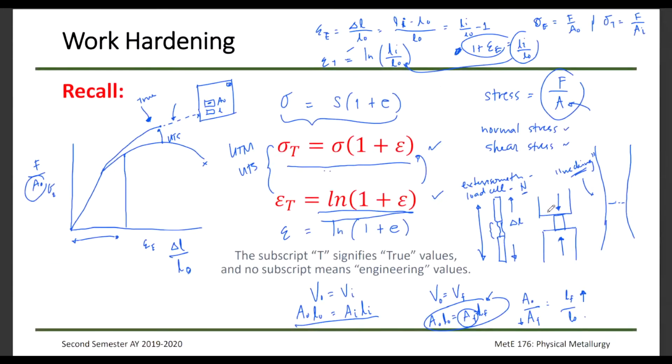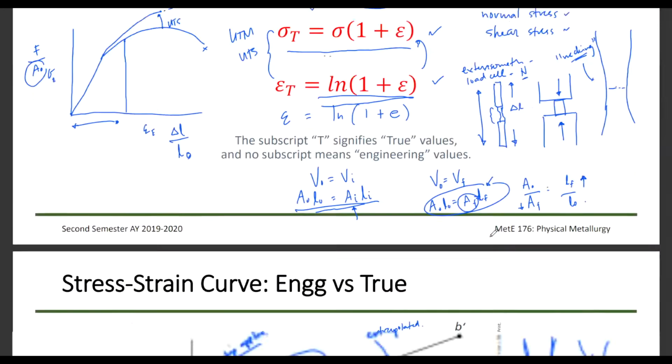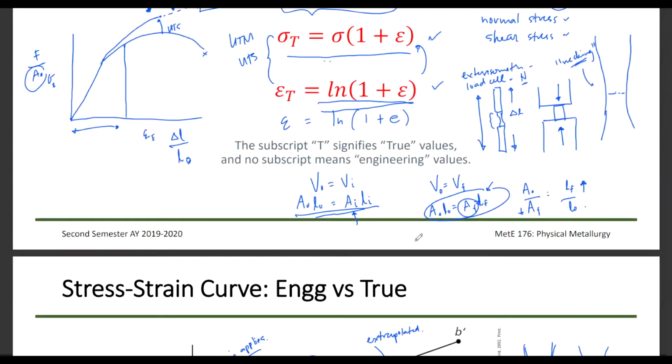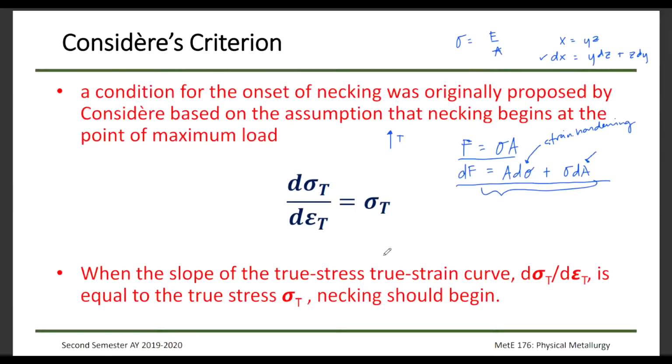Sabi natin na as we introduce the load and we continuously extend the metal, parang hinahatak natin siya, because of the constancy of volume, it only makes sense na dapat yung area will be decreasing or magkakaroon tayo ng necking dito sa middle part, no? So therefore, tama lang na meron kang dA dito na term. So this dA right here is an indicator of that.